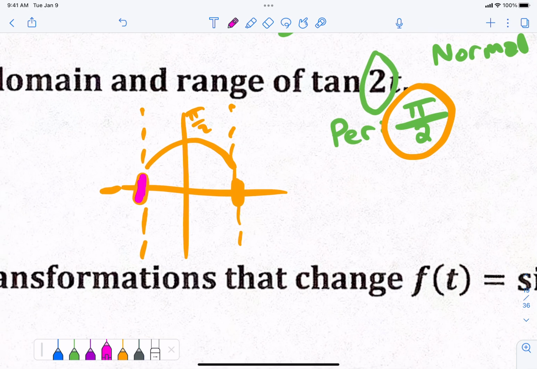What's its vertical asymptote going to be at? If it's pi over 2 wide, how much does it go in one direction? How much in the other direction? Pi over 4. So negative pi over 4 and positive pi over 4. That's where its vertical asymptotes will be. And then it'll do one of these.